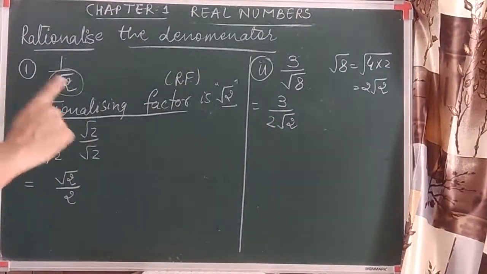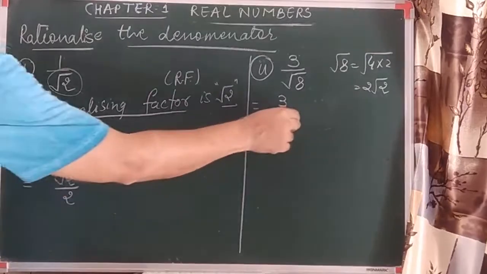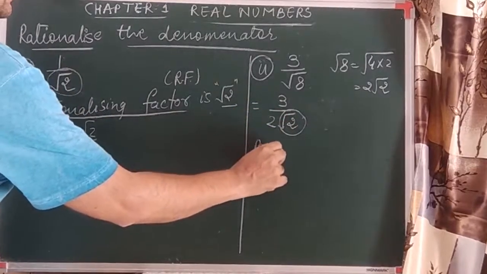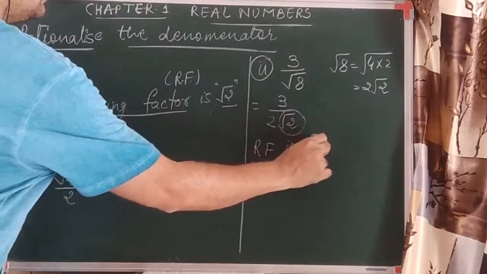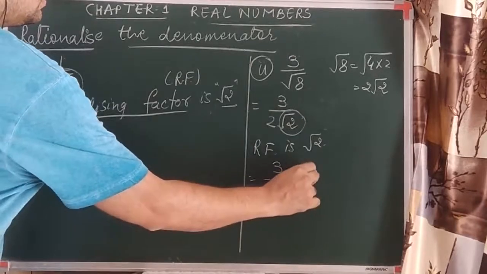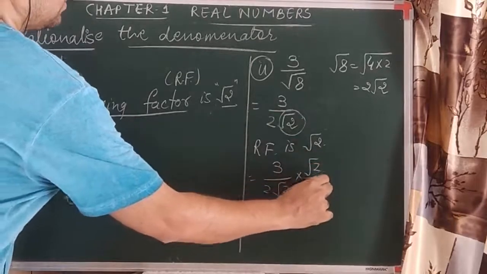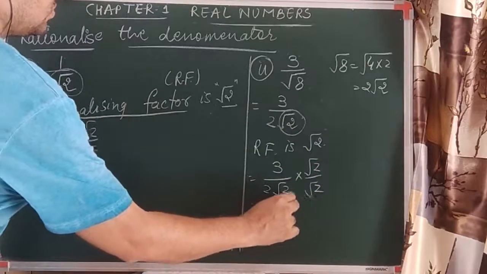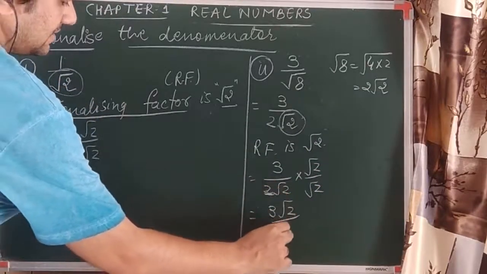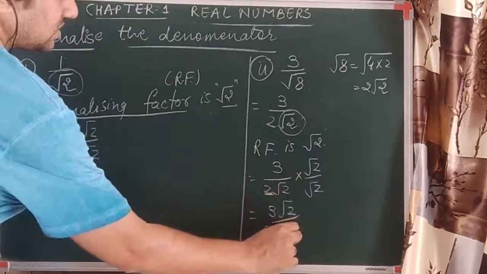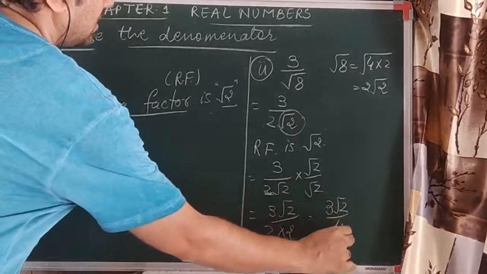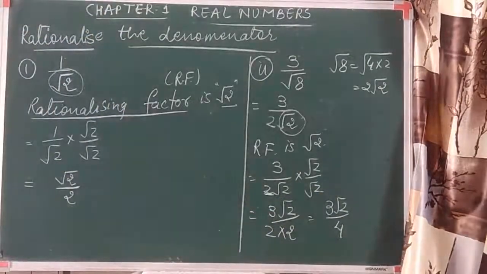Now, which is the irrational number in the denominator? That is only root 2. So the rationalizing factor is root 2. So now we should multiply the whole number with root 2 upon root 2. So the answer is 3 root 2, and root 2 into root 2 is 2, that is rational, as irrational into irrational is 2. So our answer is 3 root 2 upon root 2 into 2, that is 4. That's fine.